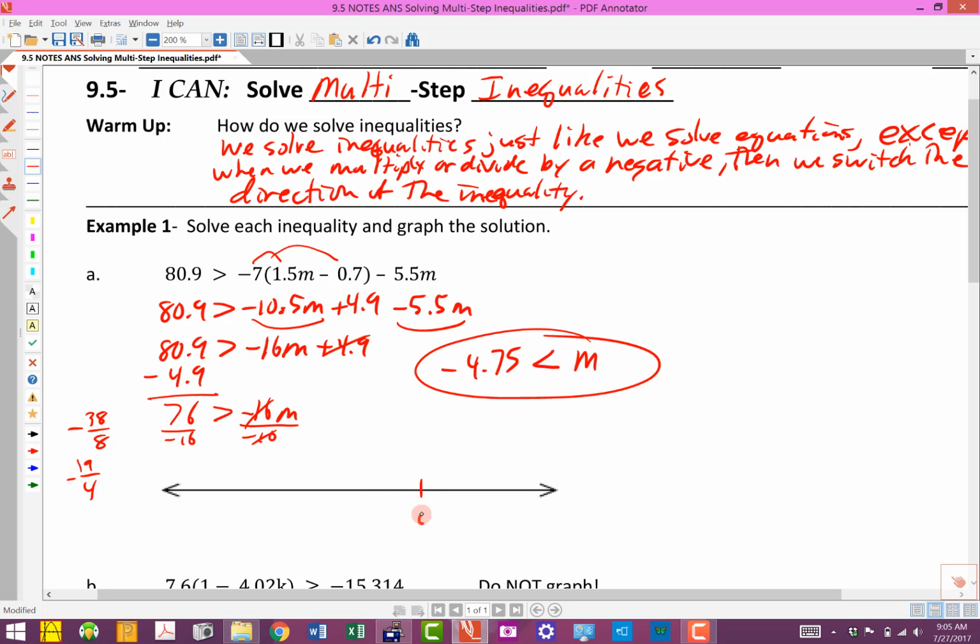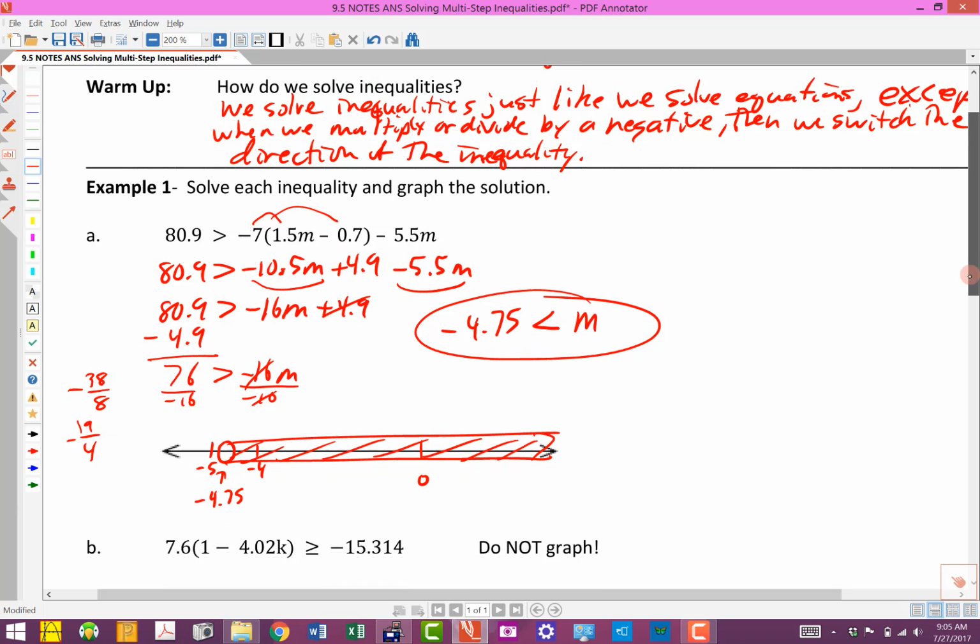We're going to put 0 right here. I'm going to put negative 5 here and negative 4 here. We're going to circle negative 4.75 and label that negative 4.75. And then we're not going to shade it in, we're not going to fill it in, but the answers are greater than negative 4.75, so the answers are over here. Alright, so that's what the answer looks like.